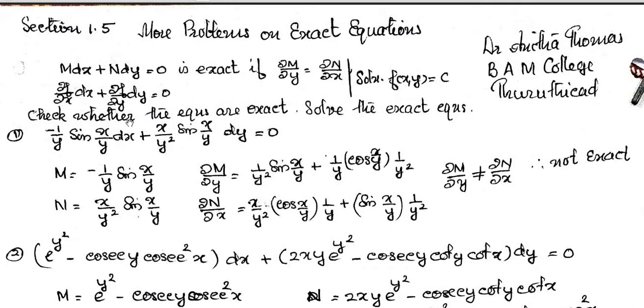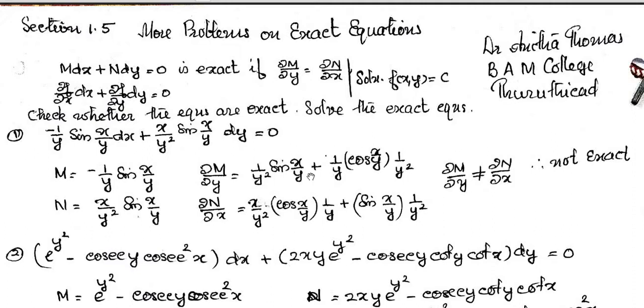Shall we move to problems? First one: minus 1 by y sin(x by y) dx plus x by y square sin(x by y) dy equal to 0. M is this quantity and N is this one. Both the terms M and N are products of two functions. M is a product of two functions of y, so we need to differentiate partially with respect to y.